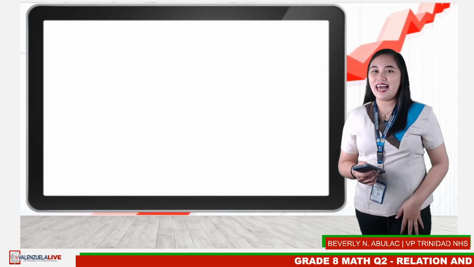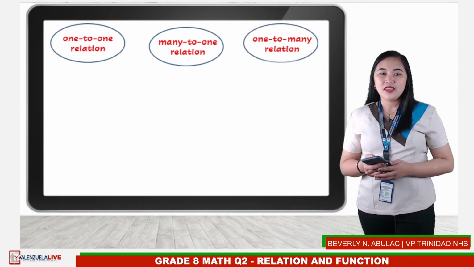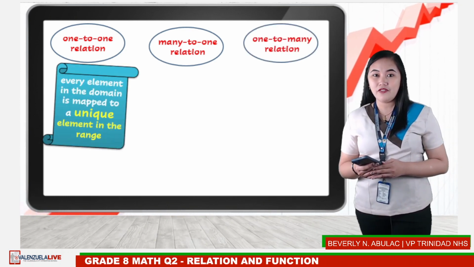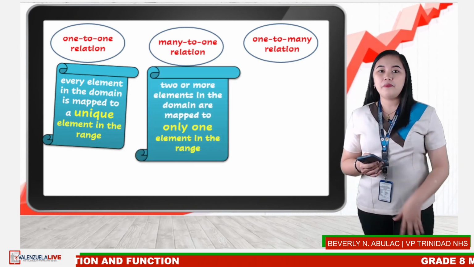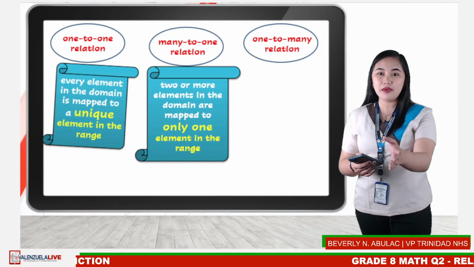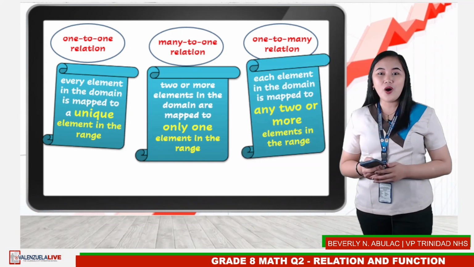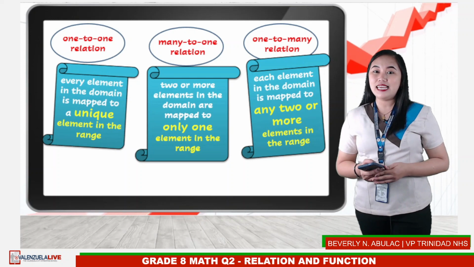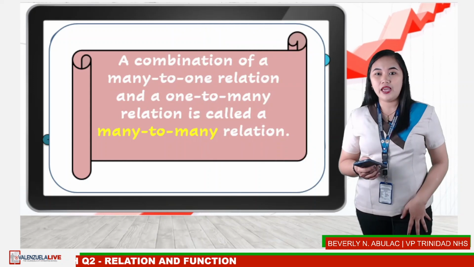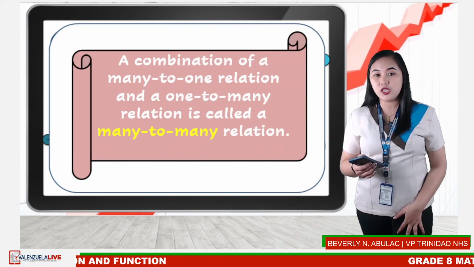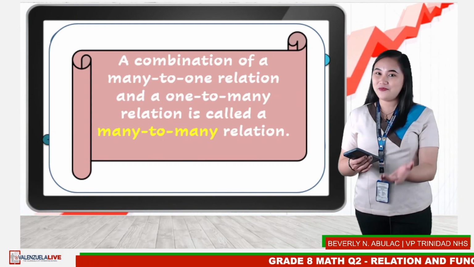A relation may be classified as one-to-one, many-to-one, or one-to-many. It is a one-to-one relation if every element in the domain is mapped to a unique element in the range. Many-to-one if two or more elements in the domain are mapped to only one element in the range. One-to-many if each element in the domain is mapped to two or more elements in the range. And a combination of a many-to-one relation and a one-to-many relation is called a many-to-many relation.